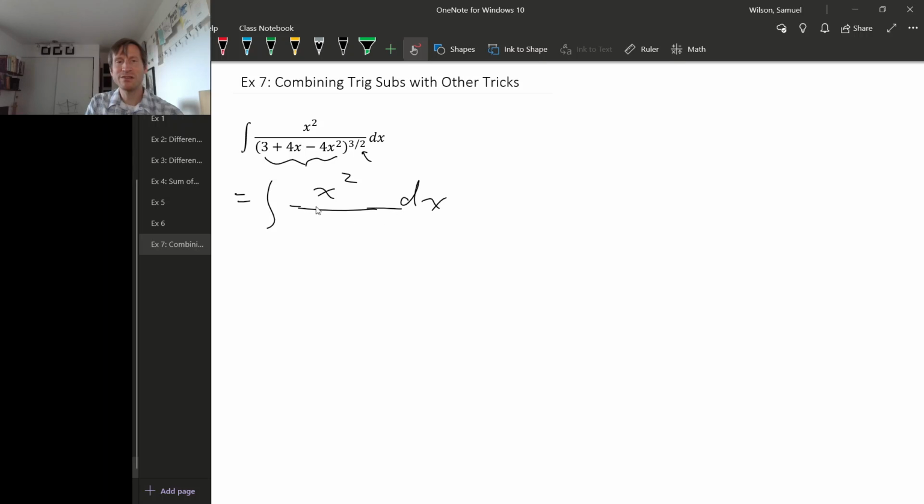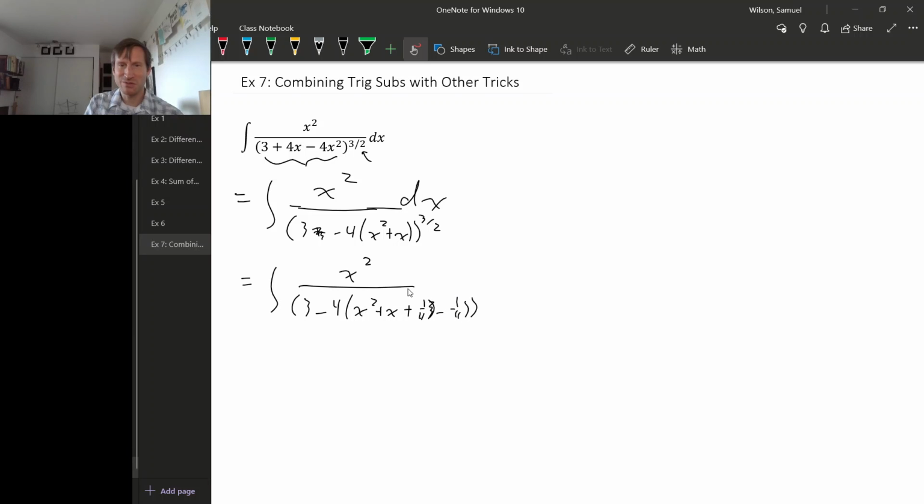Let's see, when we complete the square, let's factor out that -4. That gives us x squared plus x here to the 3/2. So to complete the square, inside these parentheses we need an x squared plus x plus a quarter, minus a quarter. Plus a quarter, minus a quarter. That's how you complete the square. To the 3/2 dx.